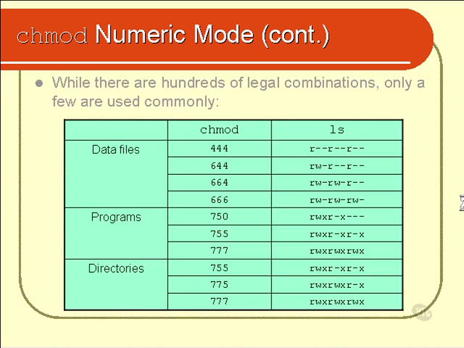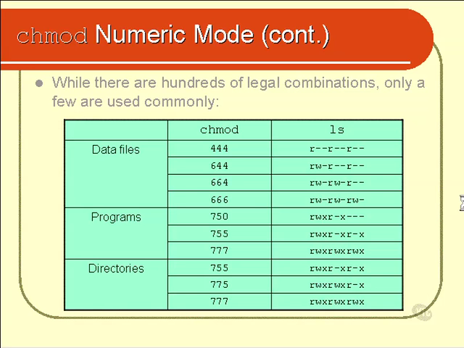For data files, for example, where you don't need to make them executable, you really just need to make things like 444, read permission for everybody, or 666, which is fully read-writable for everybody, or somewhere in between, perhaps 664, which is readable and writable by you and the group, but only readable to everybody else, and so on.